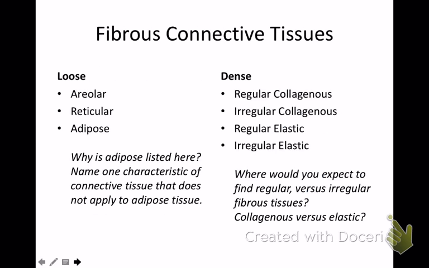So when you see a reticular connective tissue, guess what? It's got reticular fibers. Remember, they're small and sparse and delicate and thin. And so when you look for where reticular tissue is located, what you find is the fiber's not the most important thing. The cell is more important. Okay, for loose, why is adipose listed there?